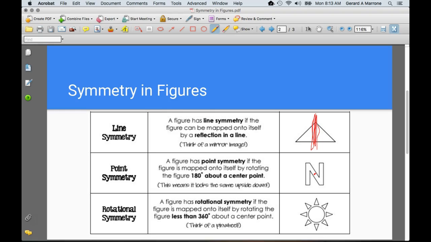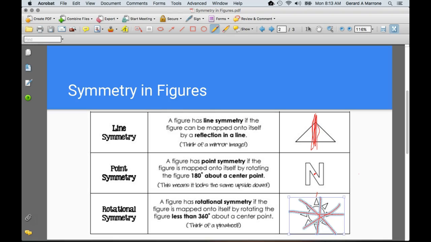And a figure can have more than one of those. So in this case, because it's got 8 different little triangles sticking out, we could rotate this a little bit and still have the same figure over and over and over again. This also has line symmetry through the middle, right here. It has line symmetry here, here, and there. Okay, so there's actually 4 pieces of line symmetry on top of rotational symmetry, and it also has point symmetry in the middle.